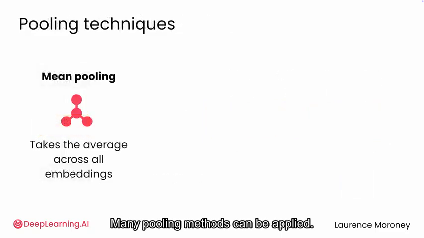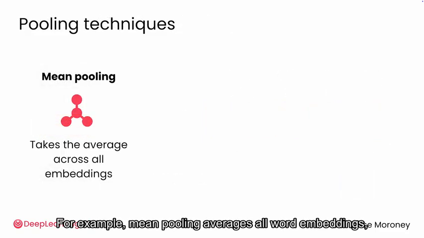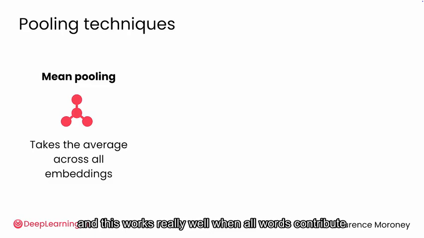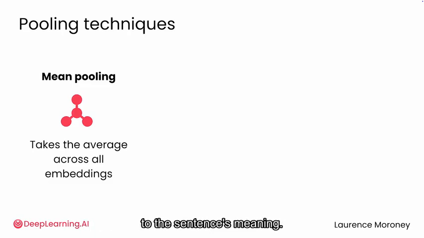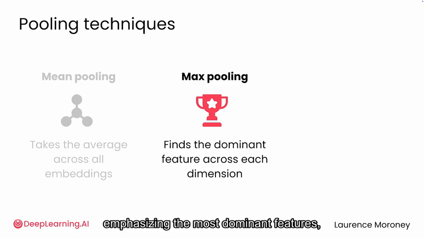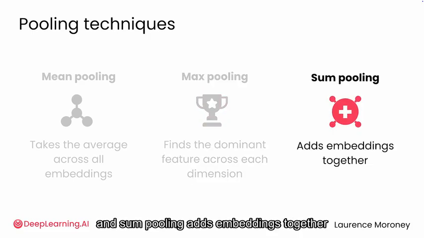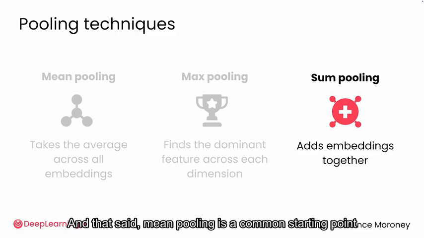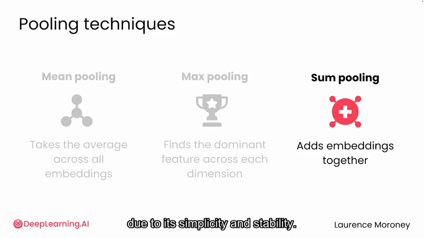Many pooling methods can be applied. For example, mean pooling averages all word embeddings, giving equal weight to each word, and this works really well when all words contribute to the sentence's meaning. Max pooling takes the maximum value in each dimension, emphasizing the most dominant features, and sum pooling adds embeddings together, which can preserve frequency information. Choosing the best pooling model depends on your task. That said, mean pooling is a common starting point due to its simplicity and stability.